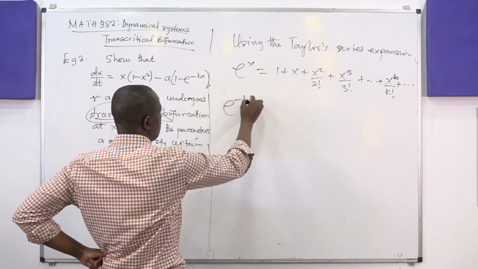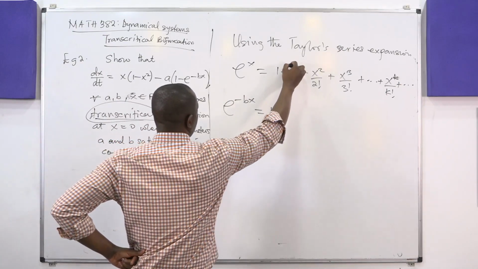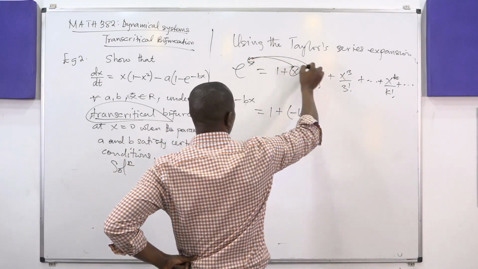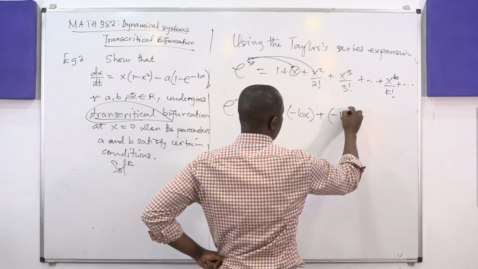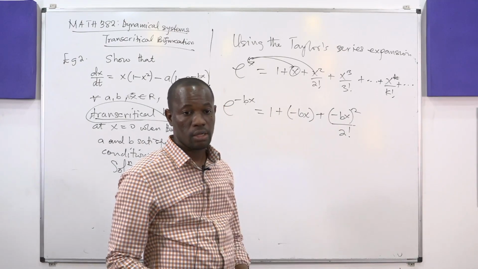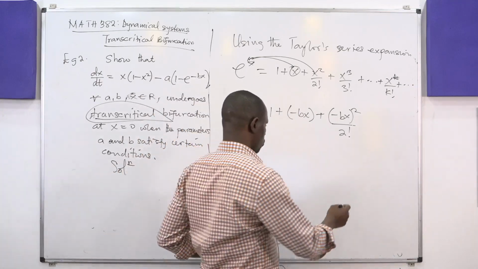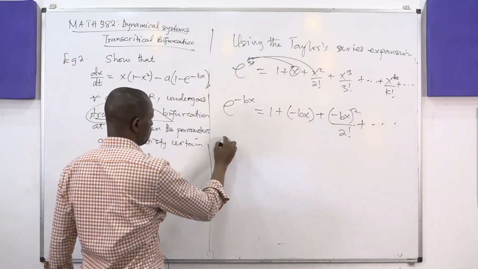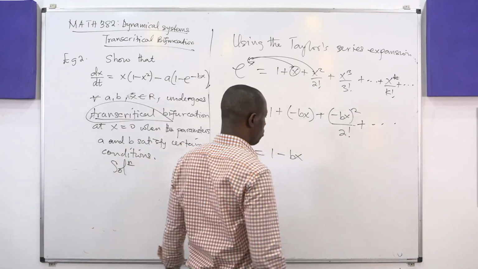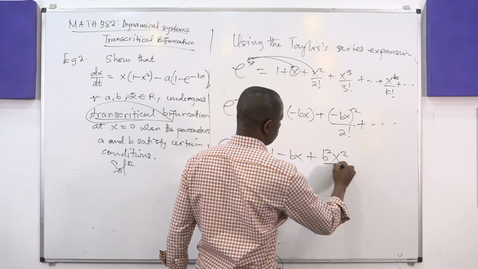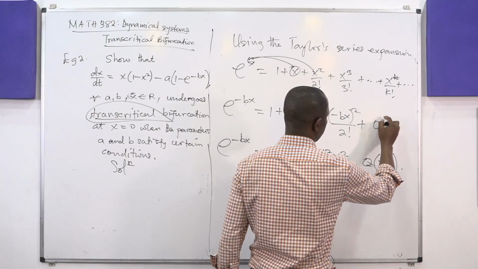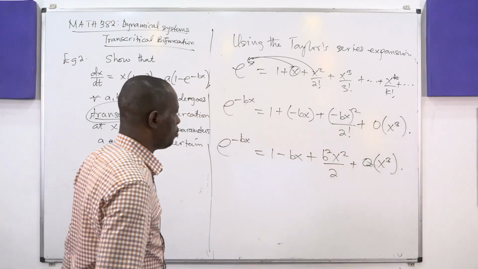So if I have e to the minus bx, this is going to be 1 plus x coming from here. You get it? So what is here? Minus bx. Then this one was squared, so plus minus bx squared over 2 factorial. Because of the transcritical, I will truncate that at the square. If I want to get pitchfork, then I'll go to the cube. So this is e to the minus bx equals 1 minus bx plus b squared x squared over 2, plus the error term, which is the cube. The error term. You get it?